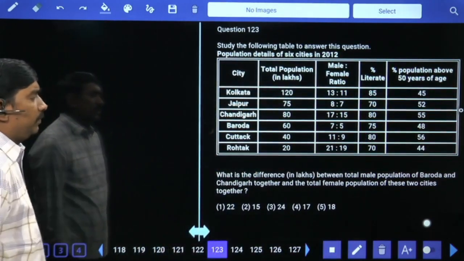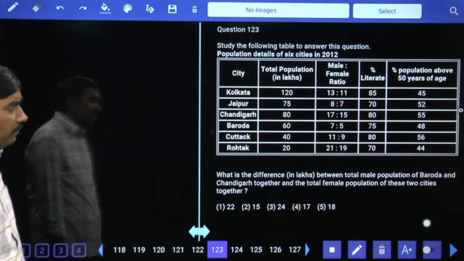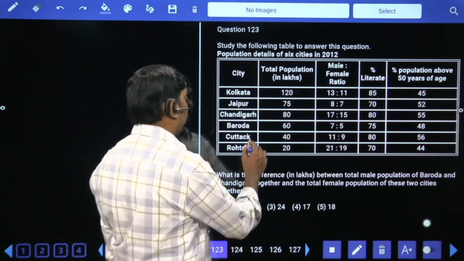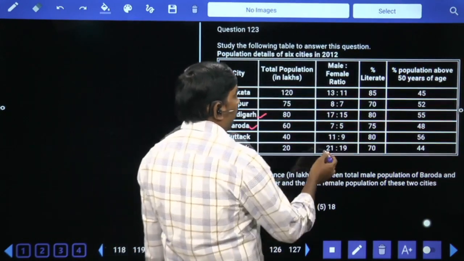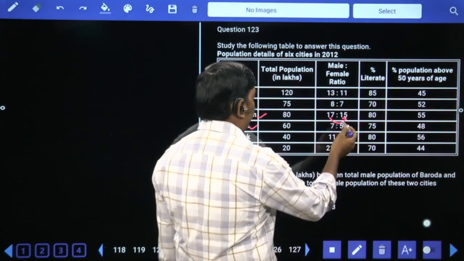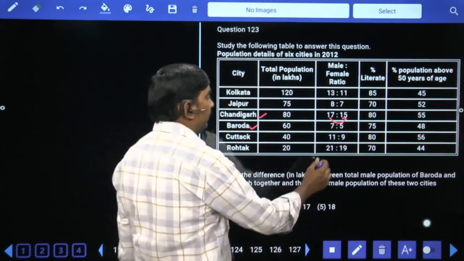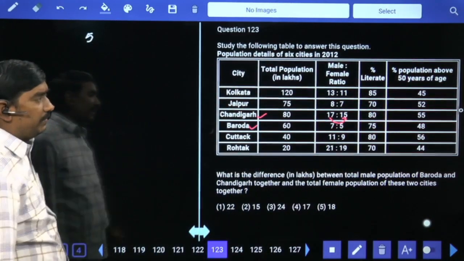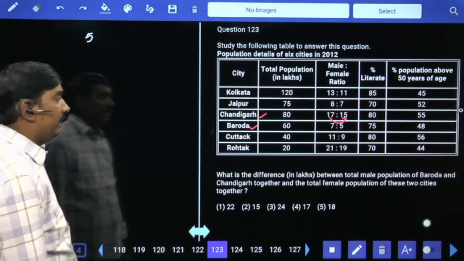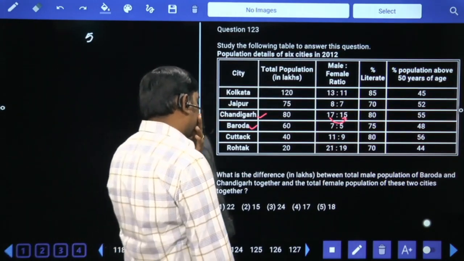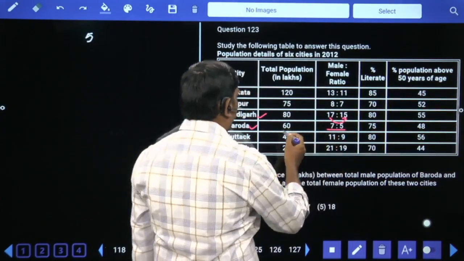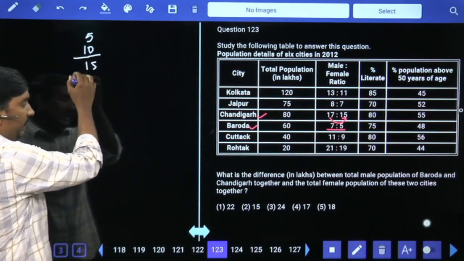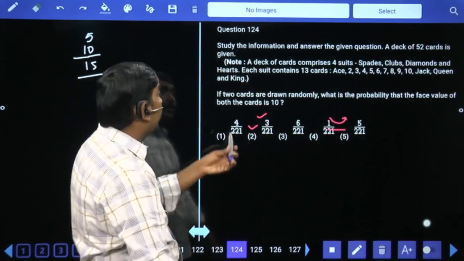Difference between the total male population of Baroda and Chandigarh together, and the female population of these two together. Male and female difference in Baroda and Chandigarh. Chandigarh: 17, 15, 32 parts value 80. Difference is 2 parts, value 5 lakhs. Next, Baroda: 7 plus 5, 12 parts value 60. Then difference 2 parts value 10 lakhs. Entire difference is 15 lakhs. Next.